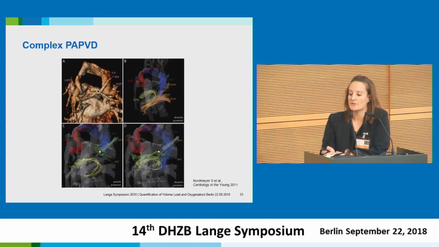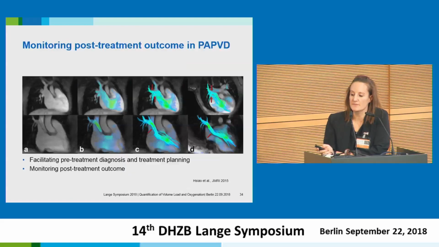And in complex PAPVD, we can also visualize flow profiles here in the left upper pulmonary vein flowing into the vertical vein and the Nordmeyer vein. And we can also visualize right pulmonary veins flowing into the left upper pulmonary vein and perform quantifications of selective vessels. This is also used by other groups in monitoring post-treatment outcome in PAPVD. In the upper row, we have the pre-treatment anomalous drainage of the pulmonary veins, and in the lower row, we have the post-operative outcome without any signs of stenosis.